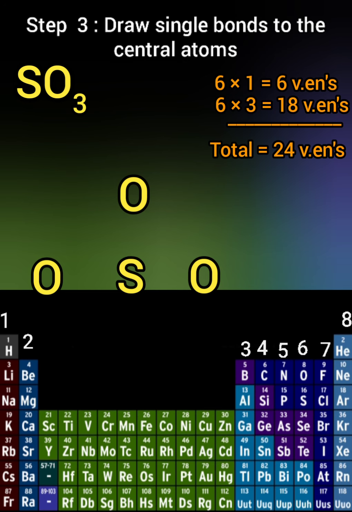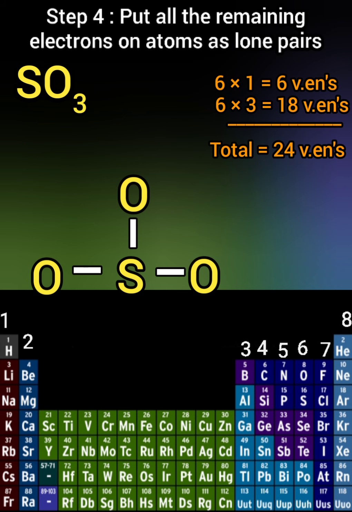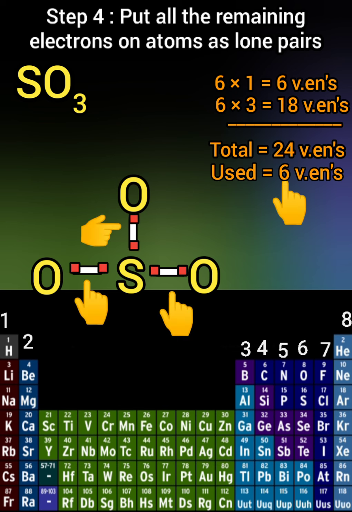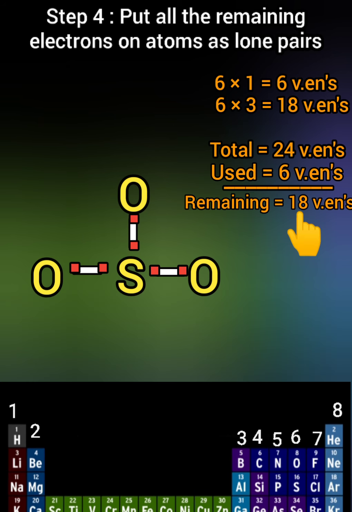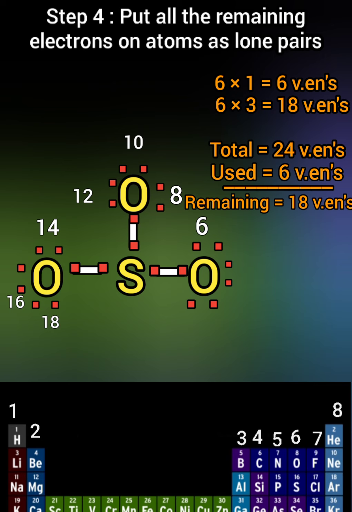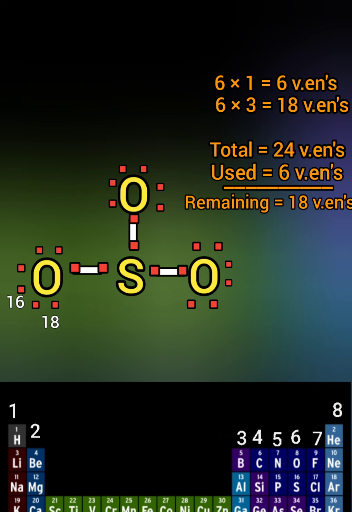Step 3. Draw single bonds to the central atom. Step 4. Put all the remaining electrons on atoms as lone pairs. The total valence electrons of sulfur trioxide is 24. We have used 6 electrons on the 3 single bonds. Remaining 18 valence electrons are here. We now put those remaining 18 valence electrons on atoms as lone pairs. Count by 2 when adding them. Now we have used up all of our valence electrons.